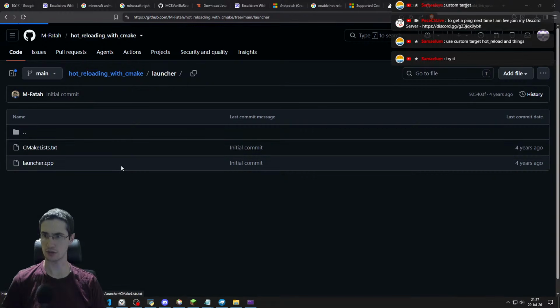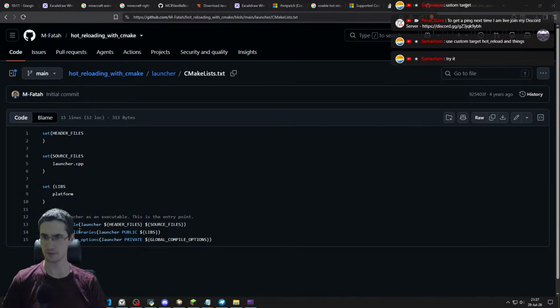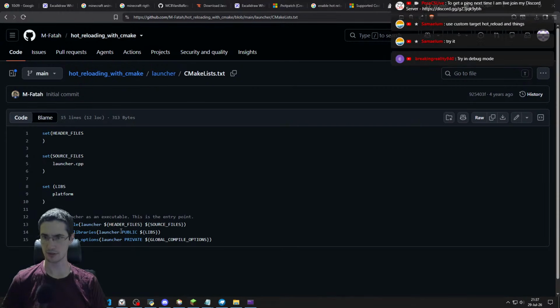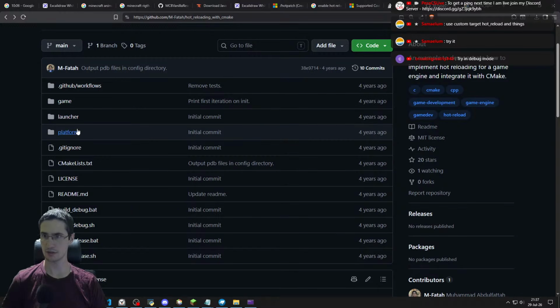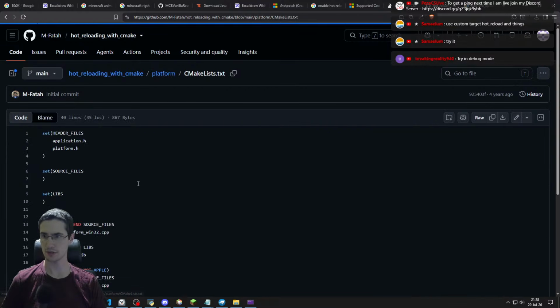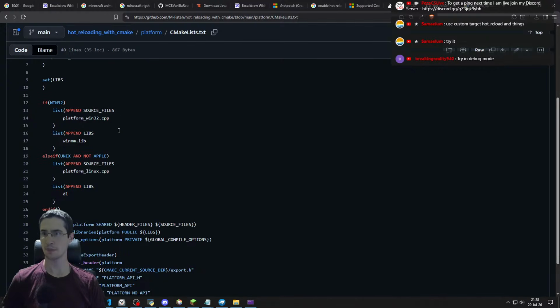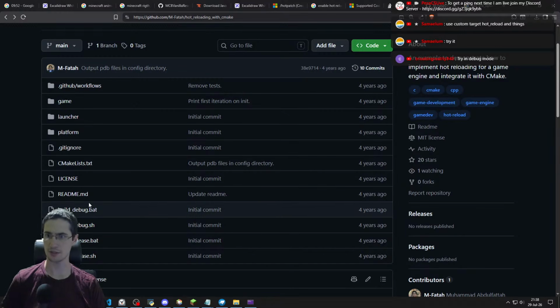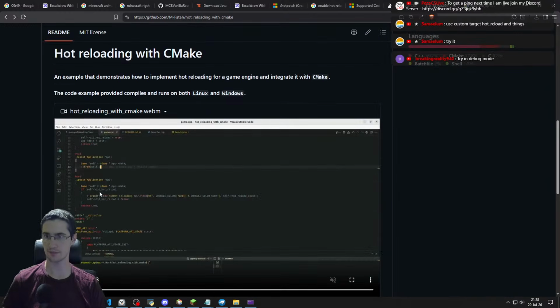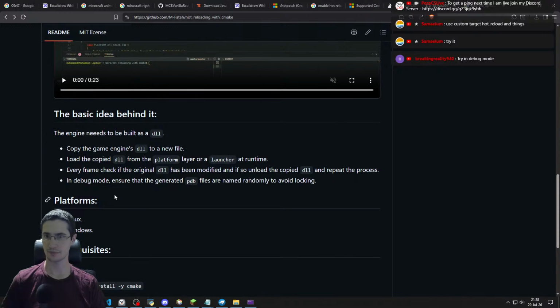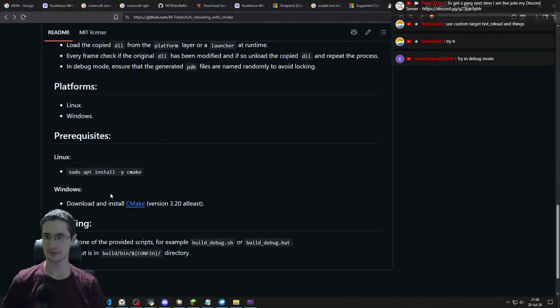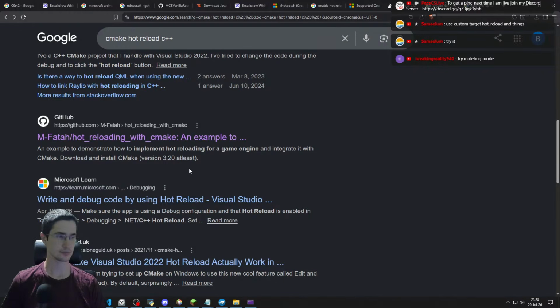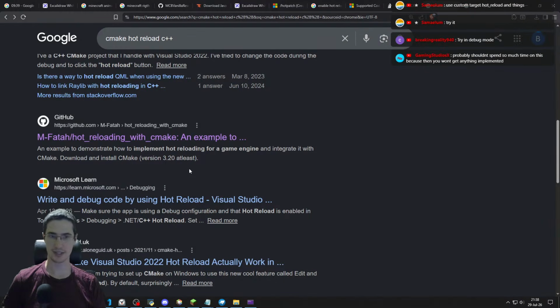Game, launcher, target link libraries. No, not this. Platform. CMake. Add library, target link library, compile options. No, not this. No, it's nothing useful here. I didn't find anything useful here, chat. Okay, let's try it in debug mode.